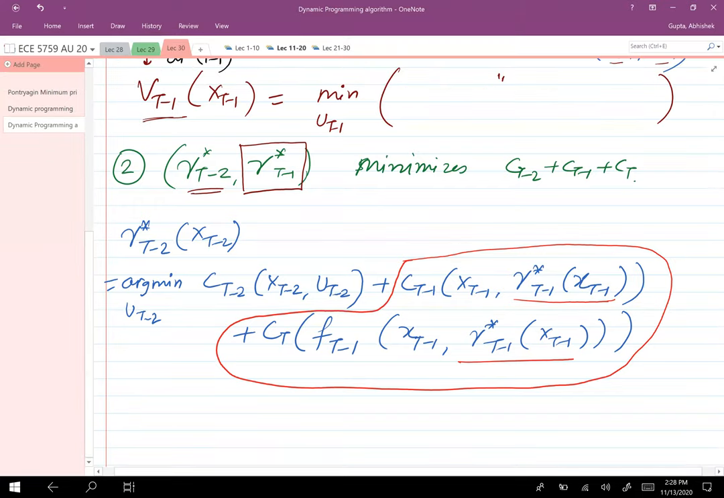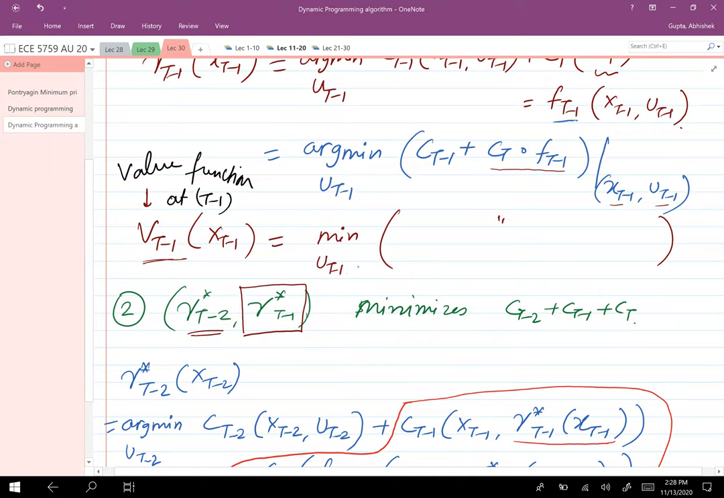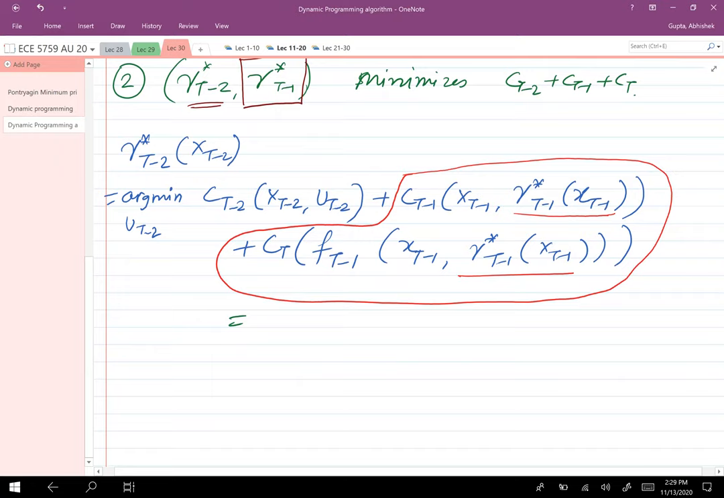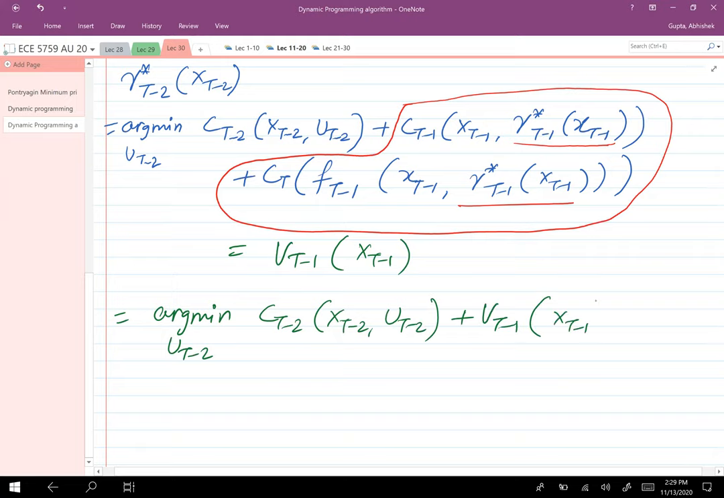Right. So this whole term is actually equal to, if you go above, you see that the minimum at u_{t-1} is stored in the value function at x_{t-1}. And that's exactly this expression that you see in this red block. So this is actually V_{t-1} at x_{t-1}. So in fact, what I can replace it with is argmin of u_{t-2}. I've already computed this future value, so I can just substitute that future value right here.